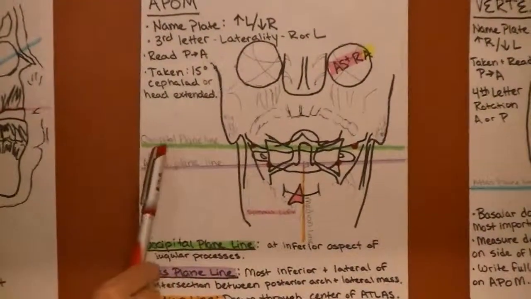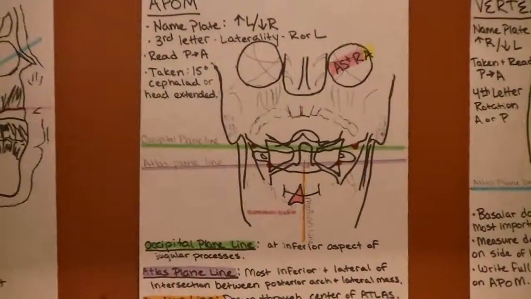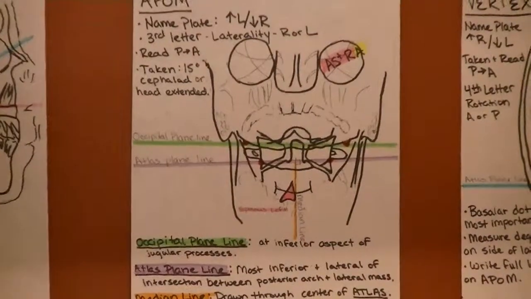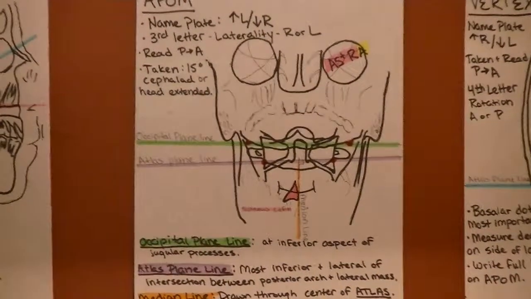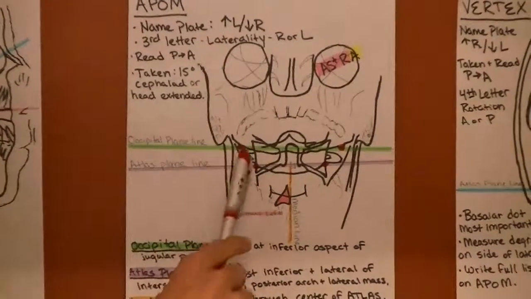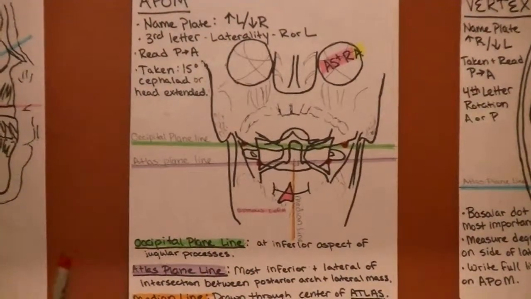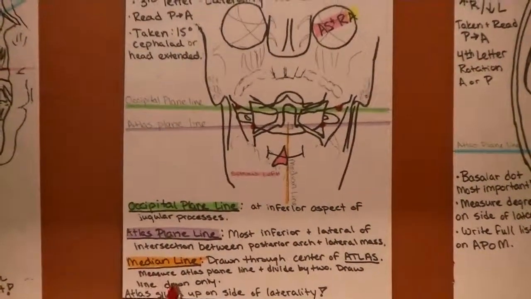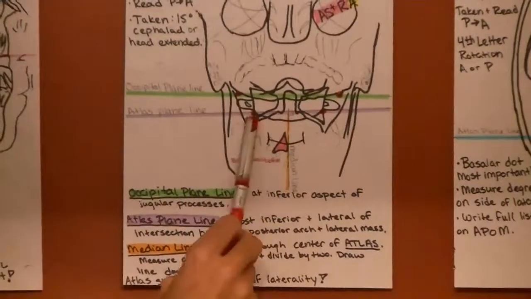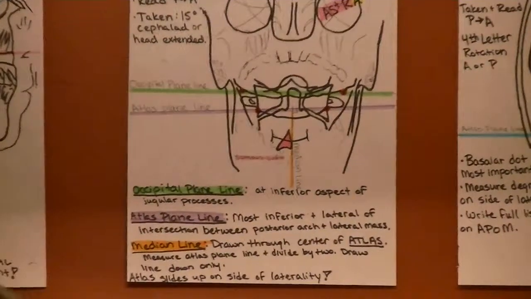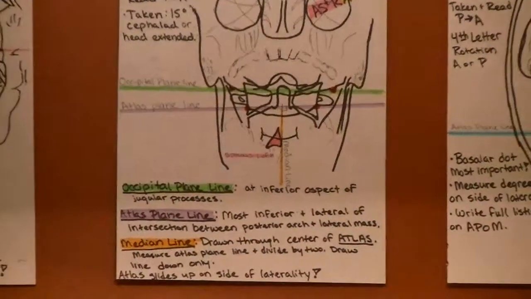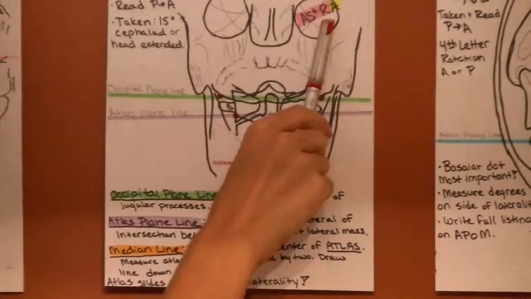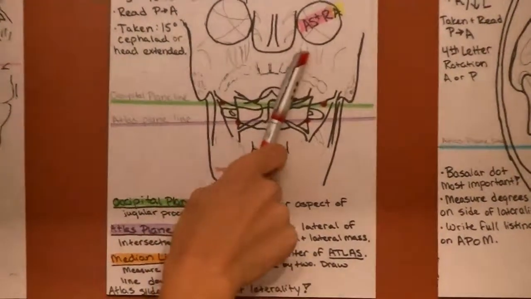On this x-ray, you're measuring the occipital plane line, and that is the most inferior aspect of the jugular process. You also have the atlas plane line, which is the most inferior and lateral intersection between posterior arch and lateral mass, and that's the red dots right here. Median line is drawn through the center of atlas, and you have to measure the atlas plane line and divide by 2. You cannot eyeball this, you will get in trouble. It has to be measured here. And then atlas slides up on side of laterality, so this would be a right, which gives me an AS plus R. We'll get the A later on from the vertex.